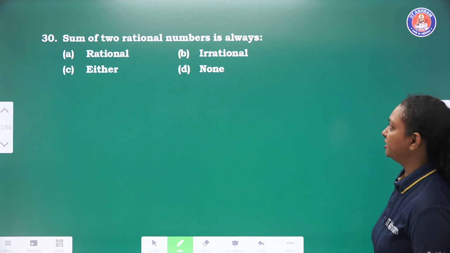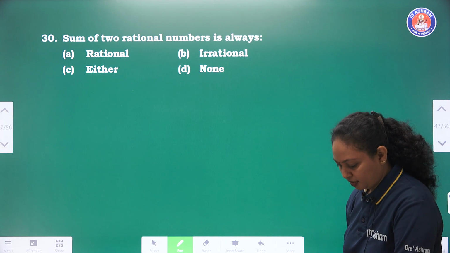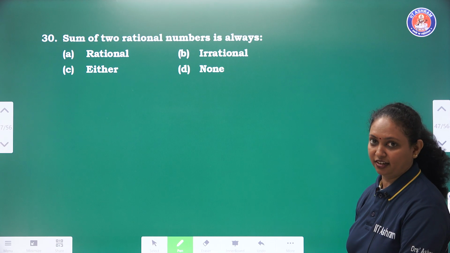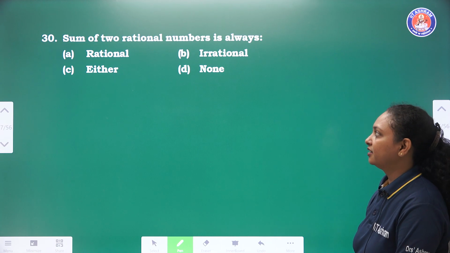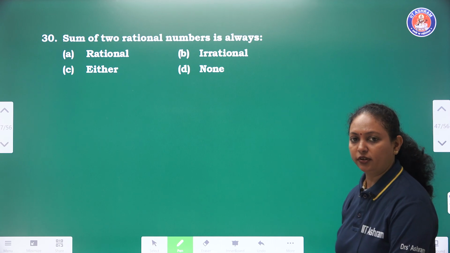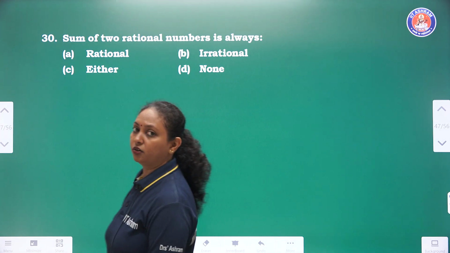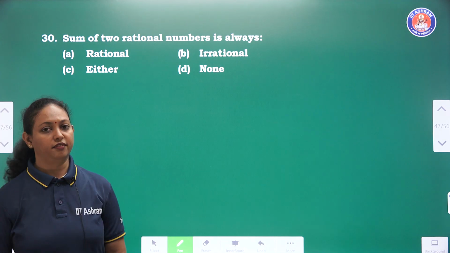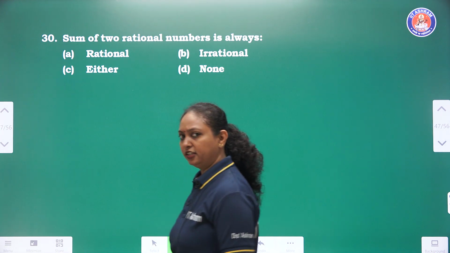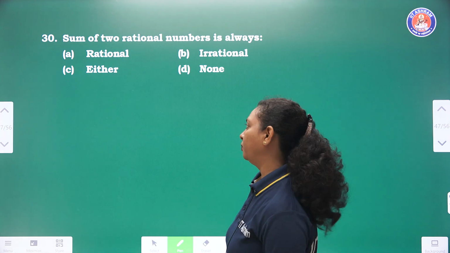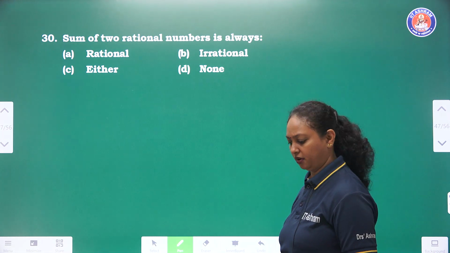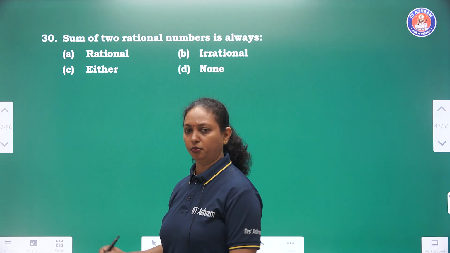Sum of two rational numbers is always, okay, so you can take any rational numbers and just find that. Will you get the answer as a rational number? Definitely. It is which property? Closure property of rational numbers. Whenever we add any two rational numbers, we will always get the answer as a rational number. For that you can make different combinations.